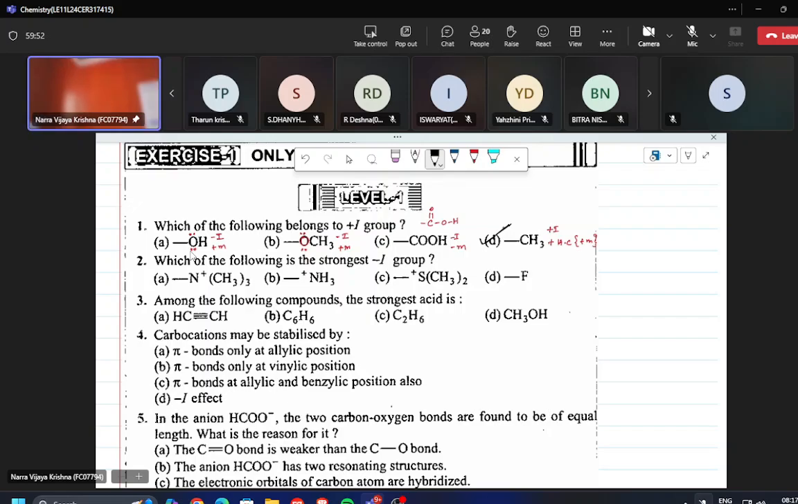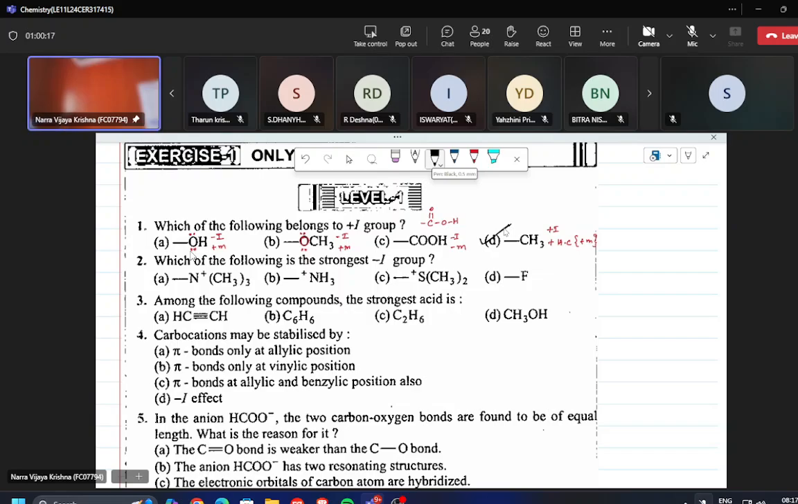Strongest minus I group. I don't know. One answer, okay, accepted. Two times you corrected. Third time, if you corrected, if I say yes or no, you will give the answer. Over. So I don't know. A, why?